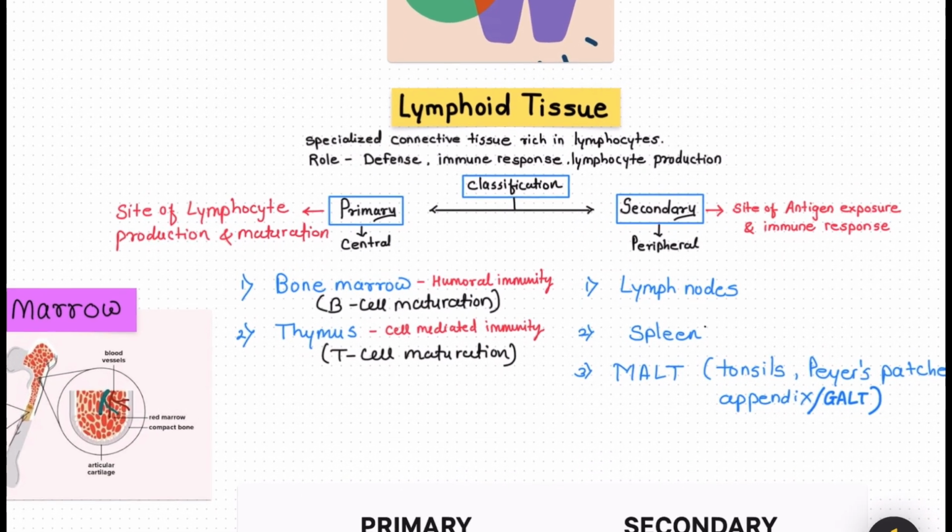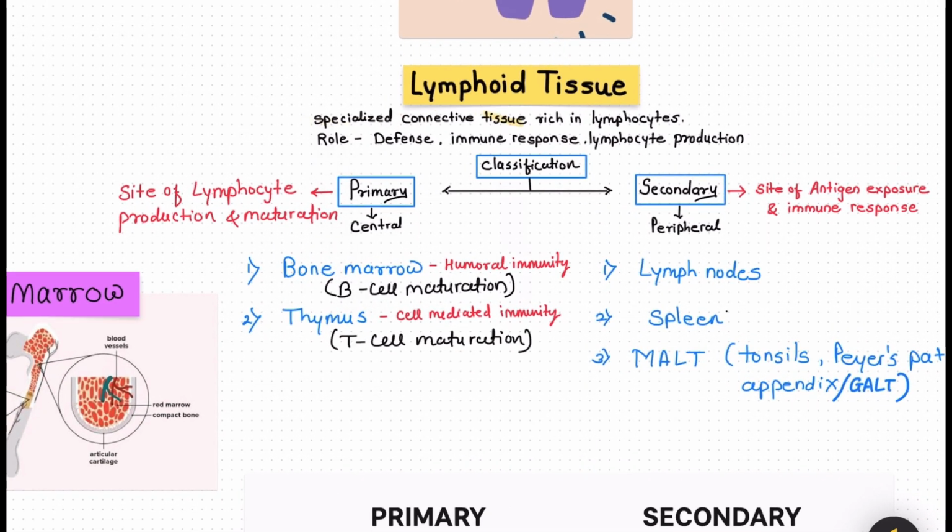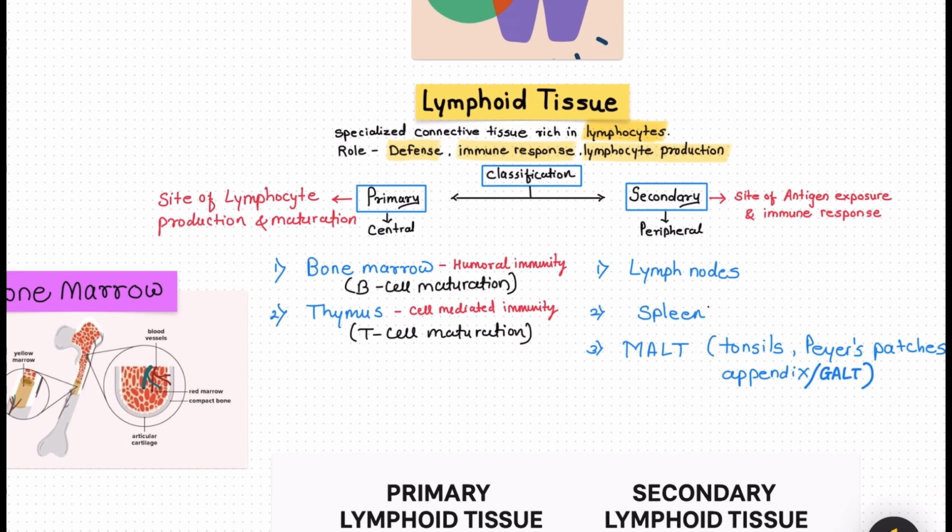Let's start with lymphoid tissue. So, lymphoid tissue is specialized connective tissue which is rich in lymphocytes. Its role is defense, immune response, and lymphocyte production. Okay, so let's start with the classification.